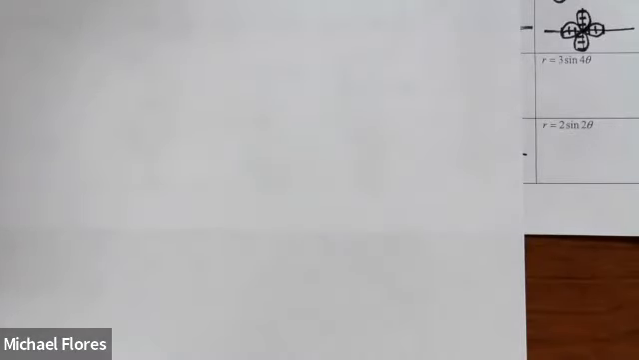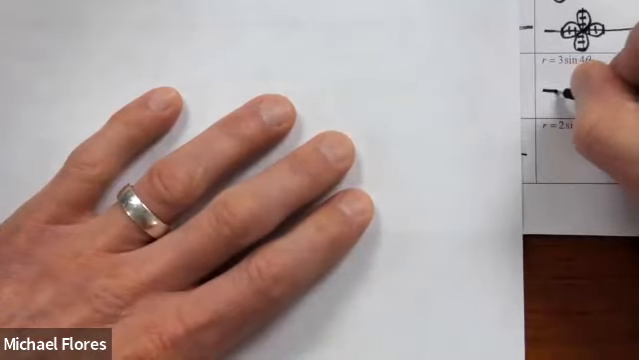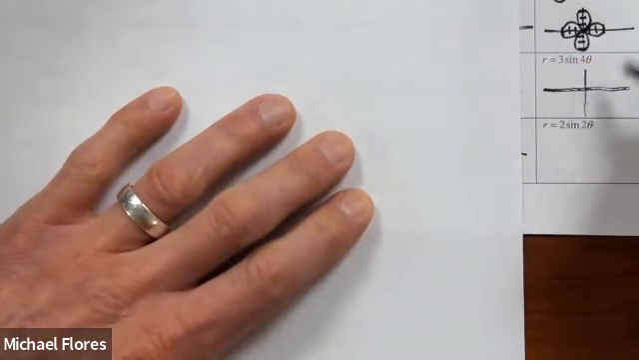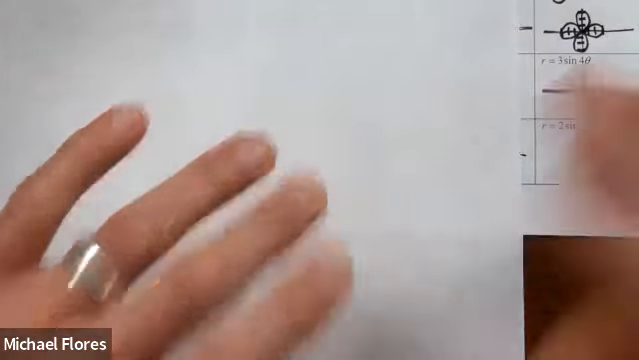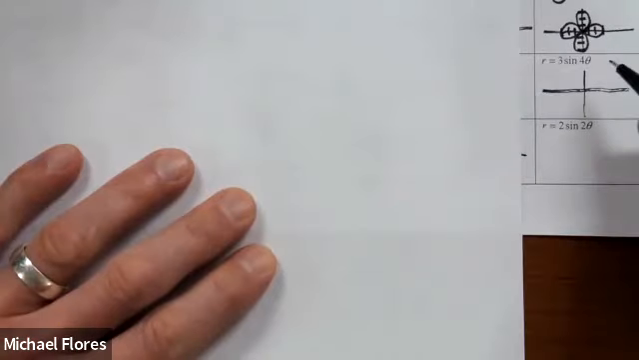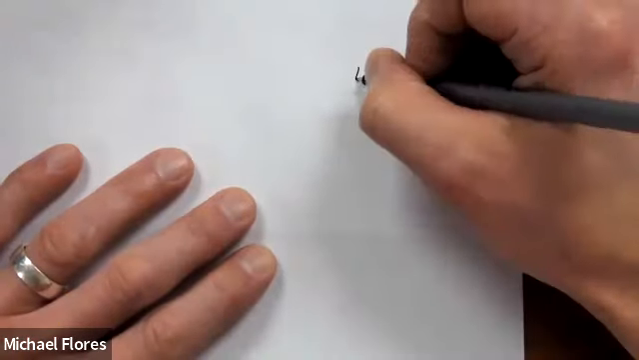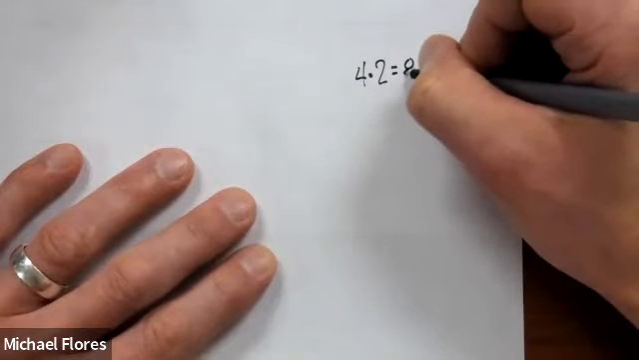R equals 3 sine 4 theta. If your n value is even and it is a sine function, what that means is no petal is going to be symmetrical across any axes. In order to determine how many petals this is going to have, we're going to take the n value 4, multiply it by 2. So we're going to have 8 petals.